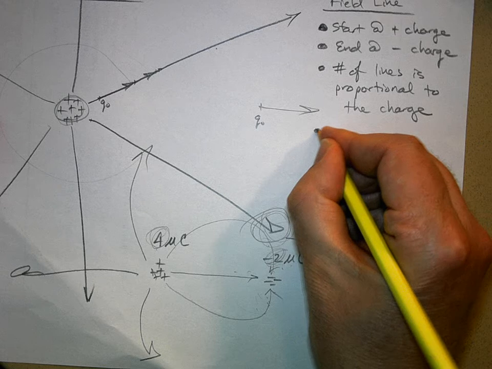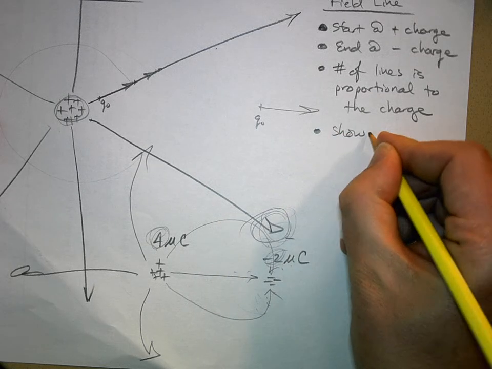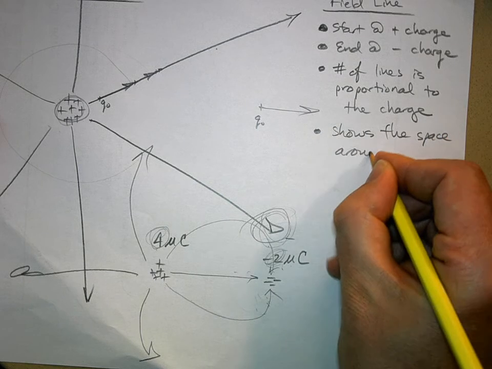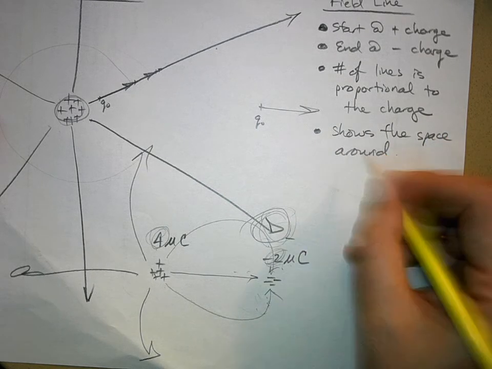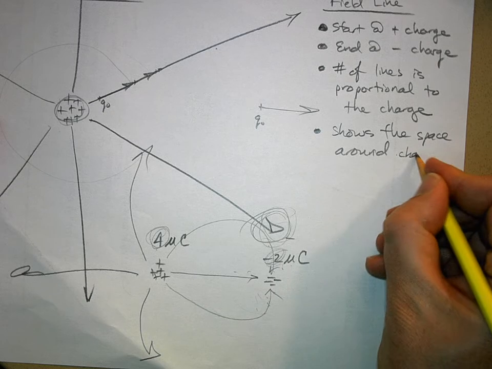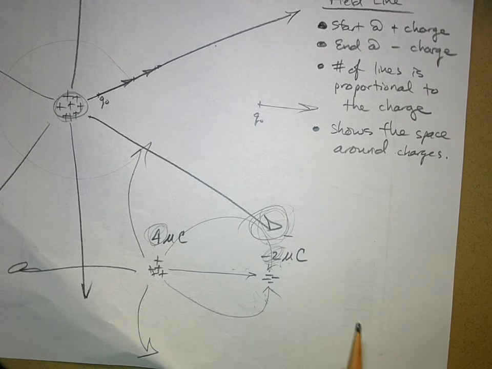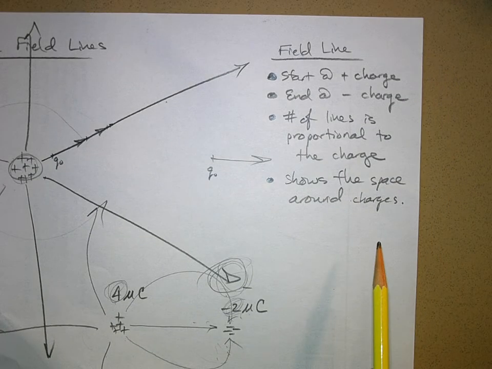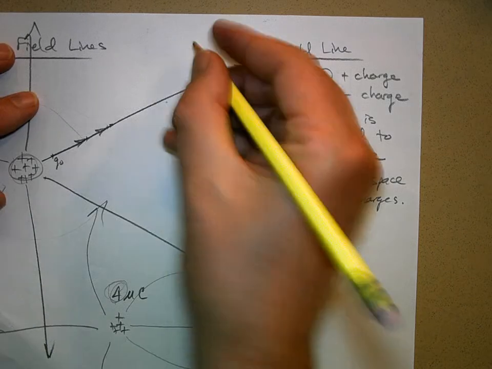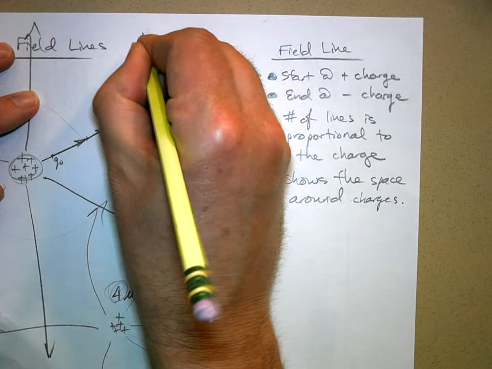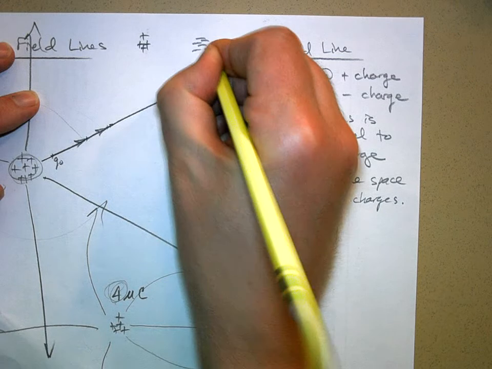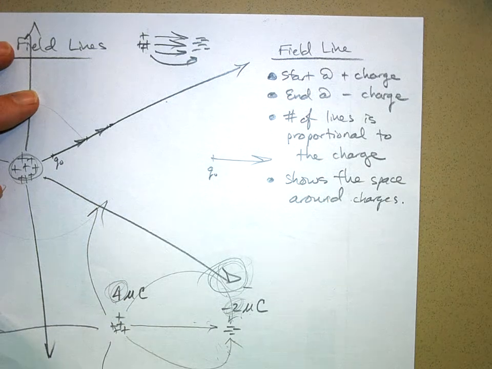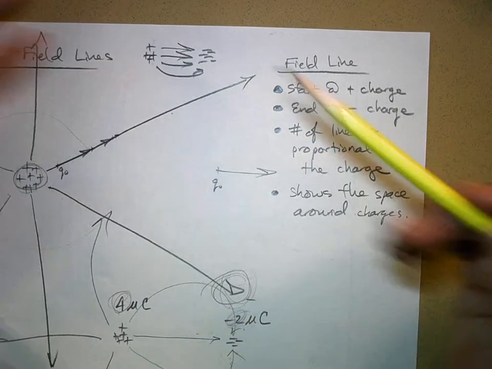So it shows the space around charges. This one is the most subjective, and it's the one I'm the most lenient on. I have had people do that. I'll give you, let's say I had a point charge like this and a negative charge over here, and somebody just went, I mean, I literally have had people do this, and I go, nah, that just annoys me, minus 1.